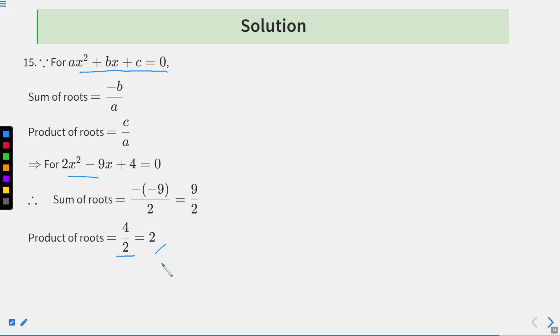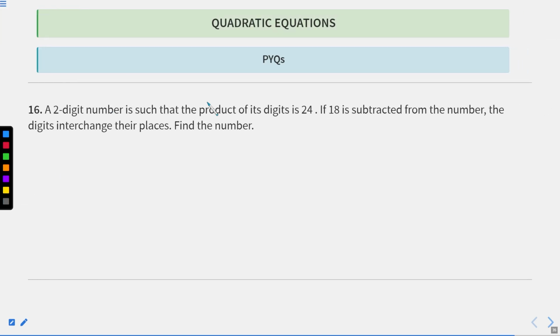Here we use the concept of the relationship between roots of a quadratic equation and its coefficients. So in this lecture we have covered previous year questions. Okay, so I stop this lecture here.